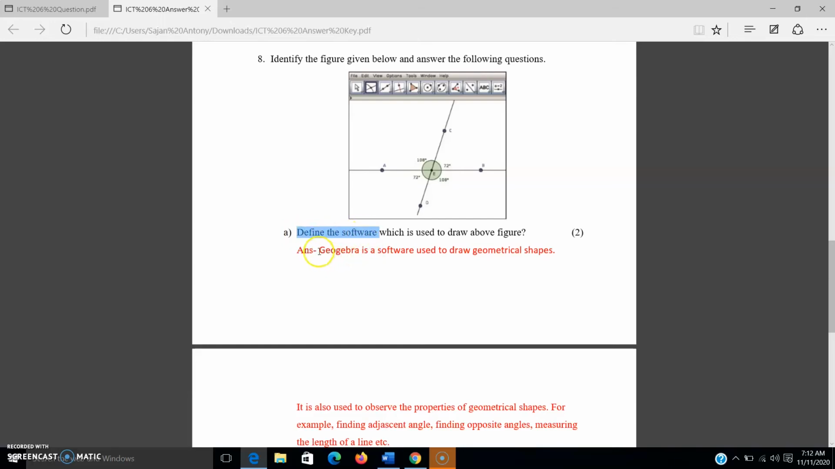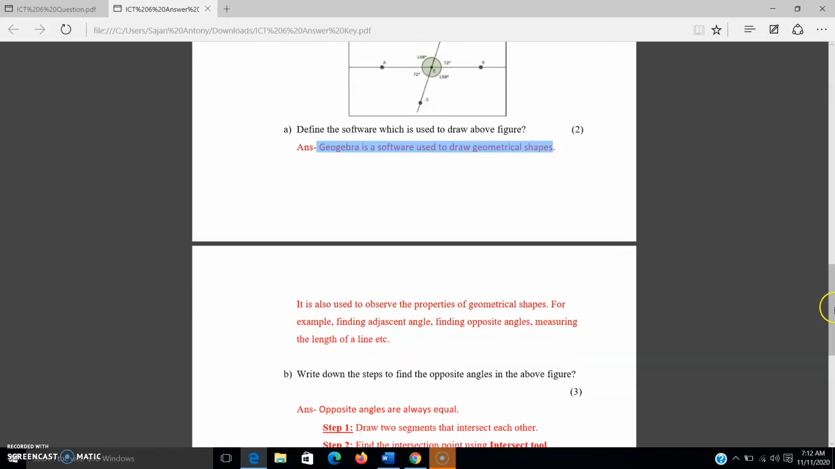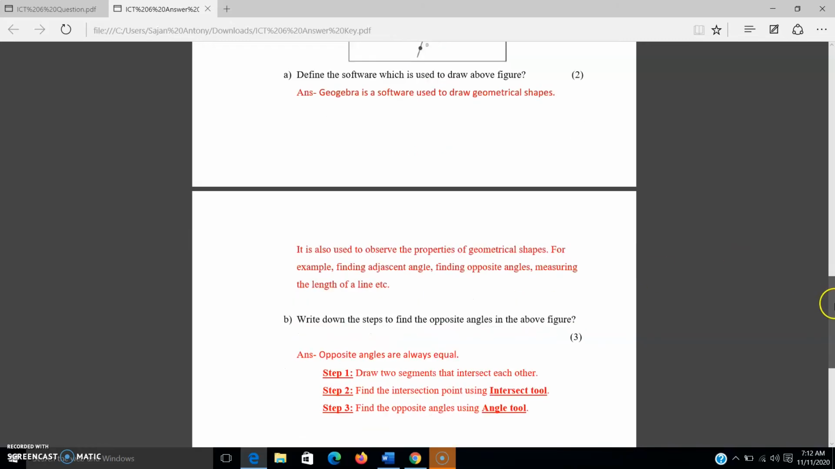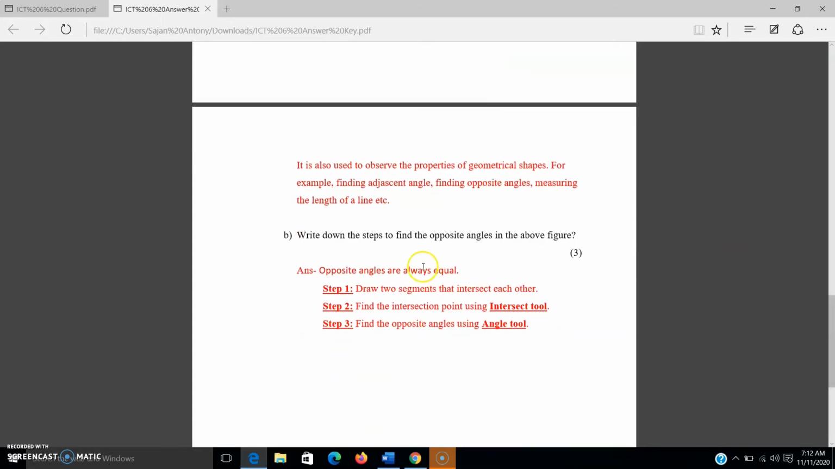So you all know GeoGebra is a software used to draw geometrical shapes such as triangle, rectangle, square, etc. Okay, and also it is used to observe the properties of geometrical shapes such as adjacent angle, finding opposite angle, etc. Okay, now we move on to the second question based on the above figure.